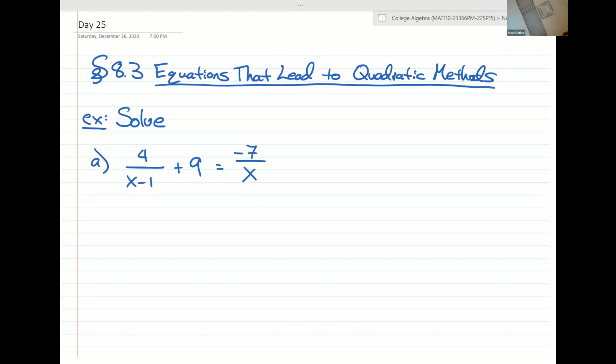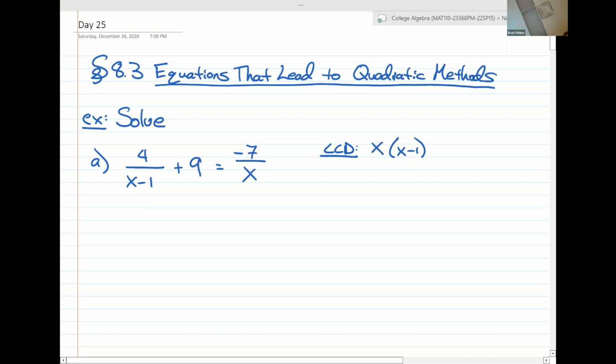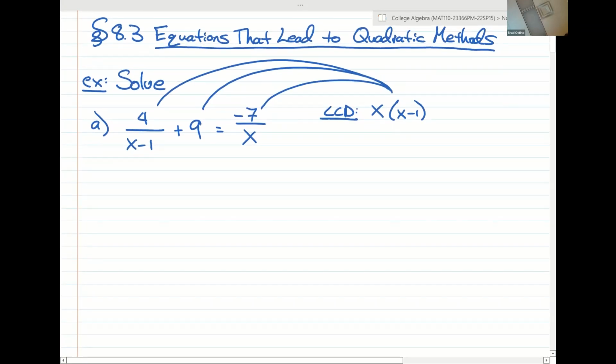We have to find the LCD first, and then we're going to multiply everything by the LCD. What would the LCD be here? We definitely need an x minus 1. And we definitely need an x. We multiply everything by that LCD like we've done before. It'll get rid of all our fractions, and then we can go ahead and solve what's left.